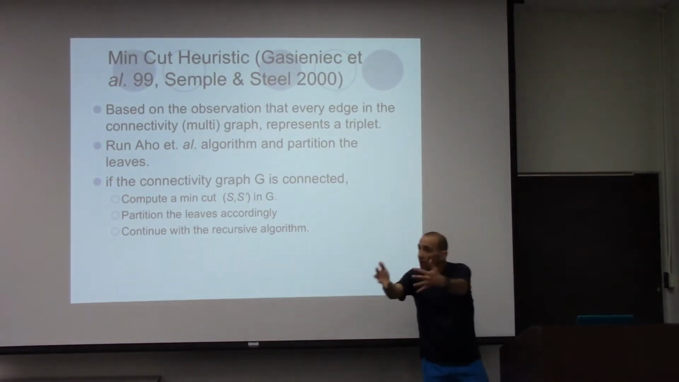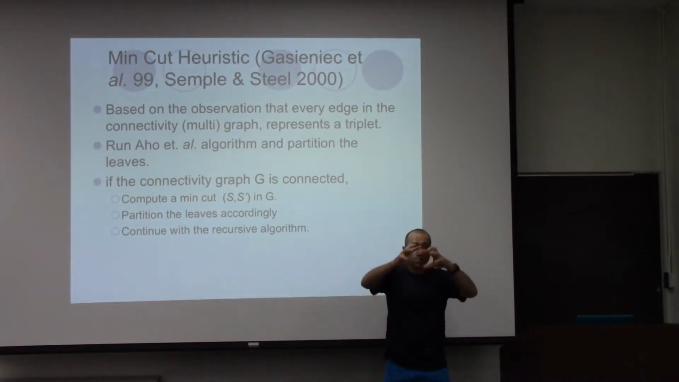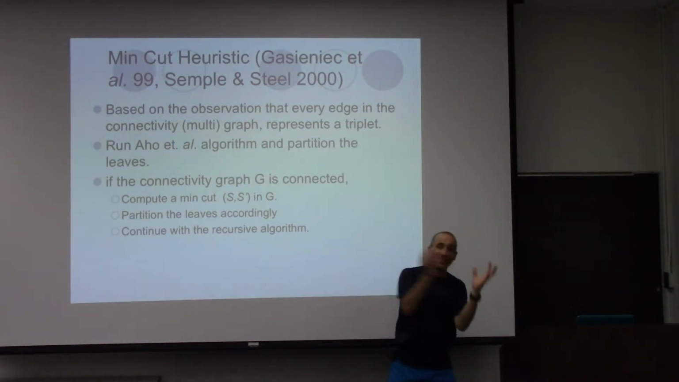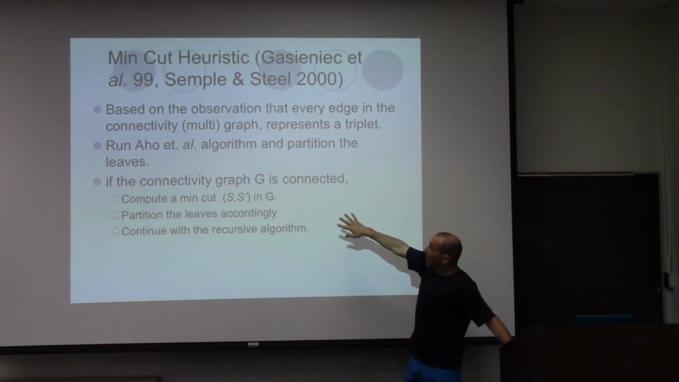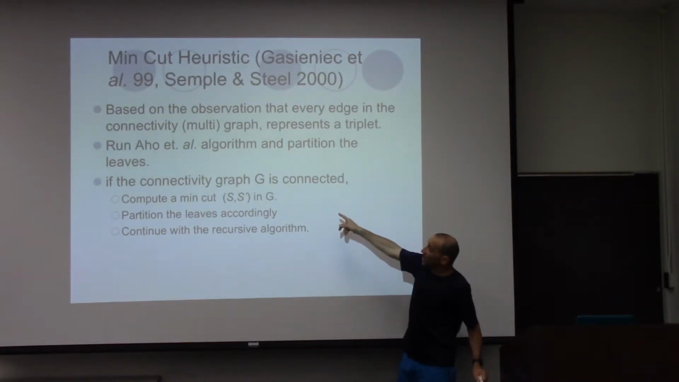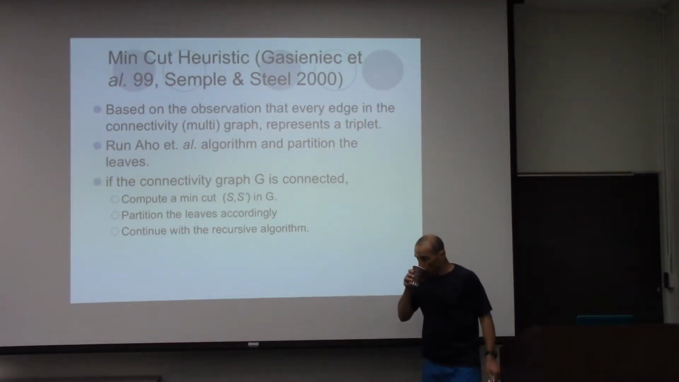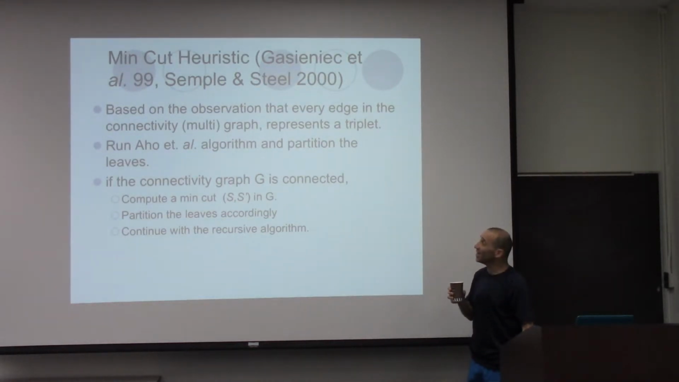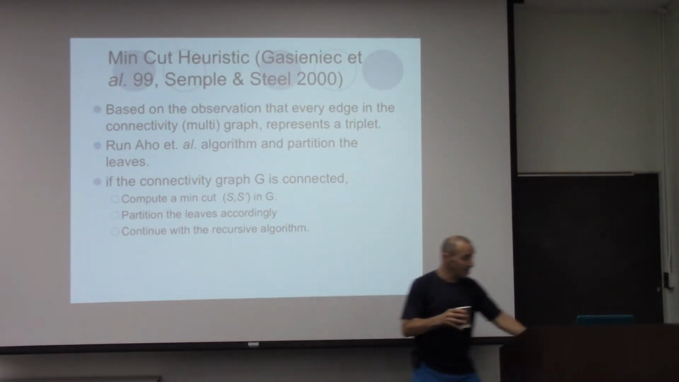So we run our Aho et al. algorithm and we get stuck with a connected component. We cannot just partition it into disconnected components and continue. What can be done? So we got stuck. Now, if the connectivity graph is connected, compute a min cut partition of the connected graph into two parts, where the weight, or the number of edges for simplicity, is the minimum. And continue in the recursive algorithm. Let's see the example.